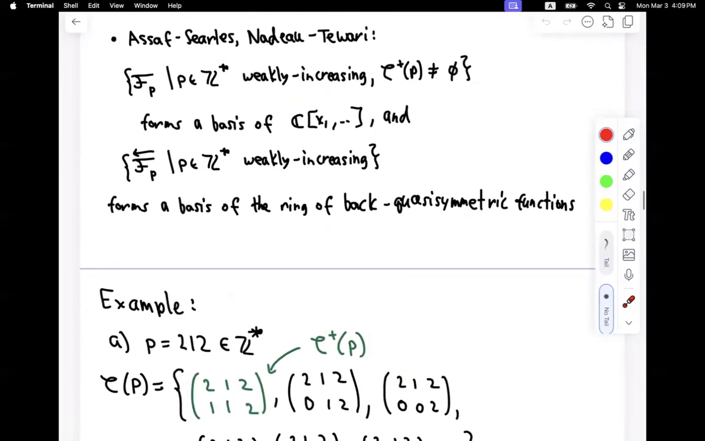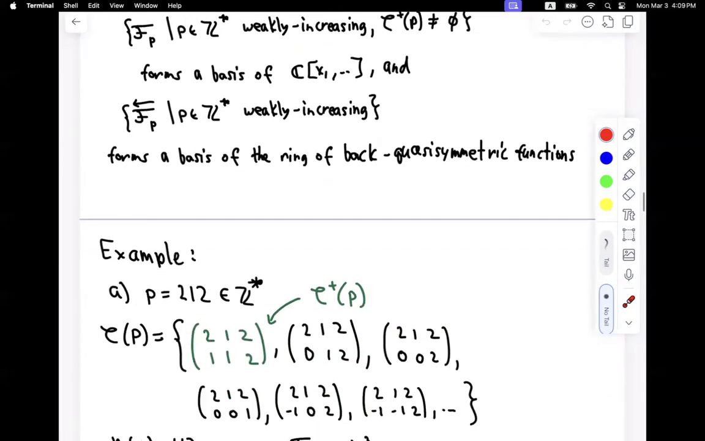So here's a quick example. Let's let P be the word 212. And so this is in Z star, right? It's a word of integers. But I also want you to think of this as a reduced word for the longest permutation in the symmetric group on 3 letters, okay? It's not necessary for this example, but that's the context in which we'll use this.